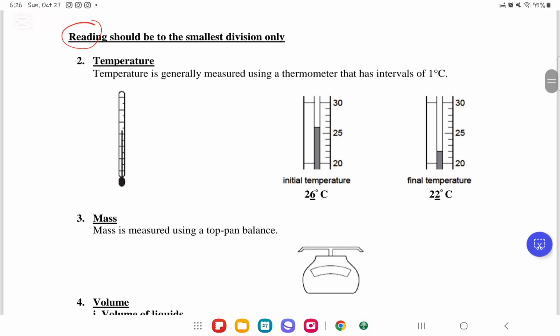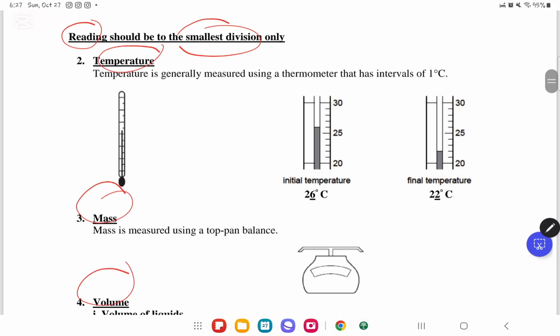Don't estimate it to a number. For example, if you have it over here, it is almost, let's say, 26. Don't say it is 28. It's very obvious it's not 28. Like, looking at it, it's not 28. So you have to read it to the smallest division. This includes temperature, mass, and volume.